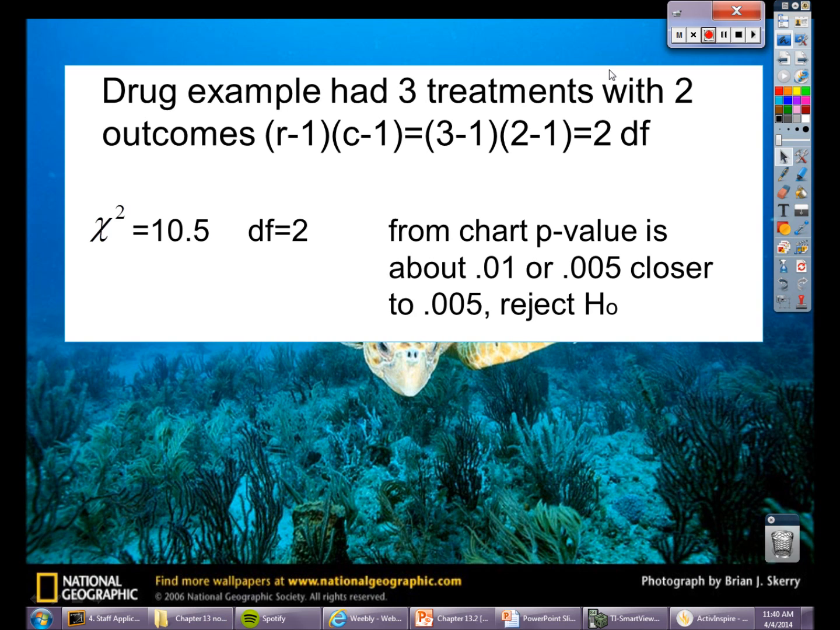So I do have significant evidence to suggest the alternative hypothesis, and that is that there is a difference among the 3 proportions, or that there is an association between drug treatment and relapse, or that drug treatment is not independent of relapse. All 3 of those things say the same thing. We're favoring the alternative hypothesis.